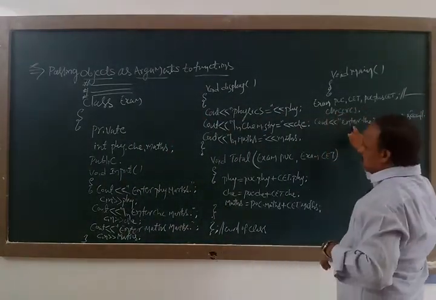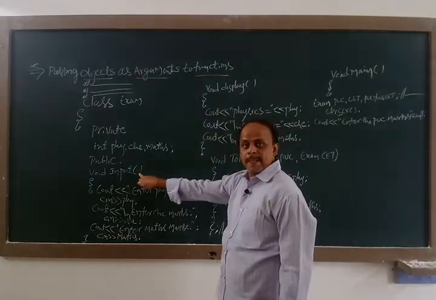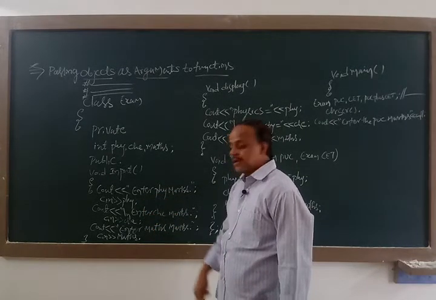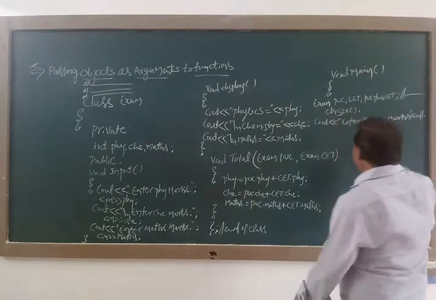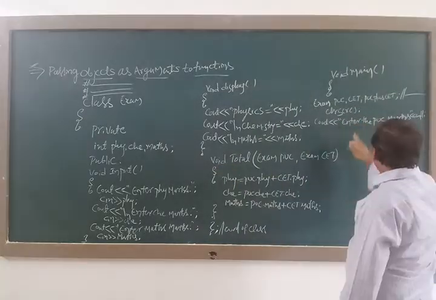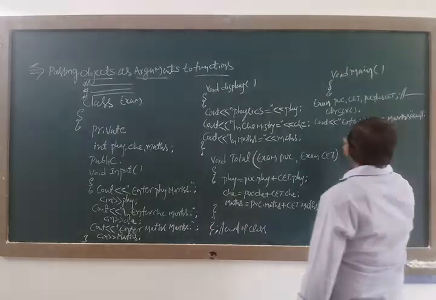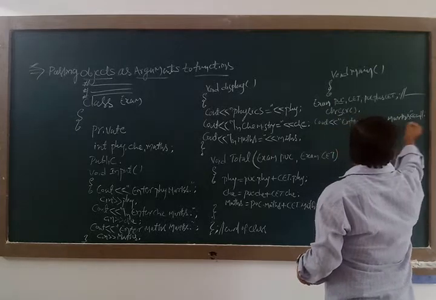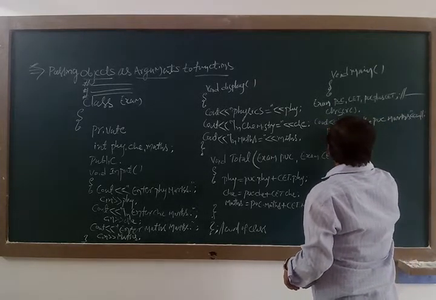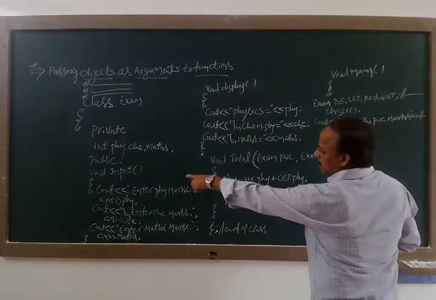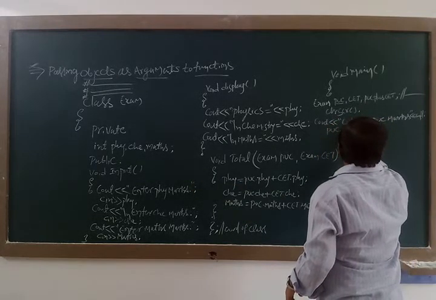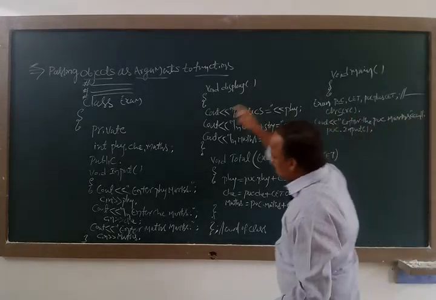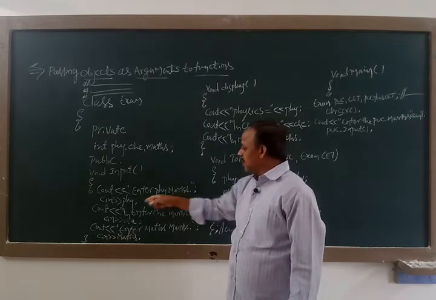So enter the PUC marks means here input function is there. Means we have to accept PUC theory physics marks, PUC chemistry marks, PUC maths marks. How it is possible to access that input function? We are entering PUC marks. Therefore, how to come there? Through object PUC. Therefore, here PUC dot input function. Right?